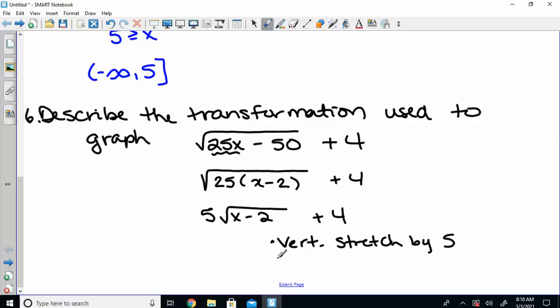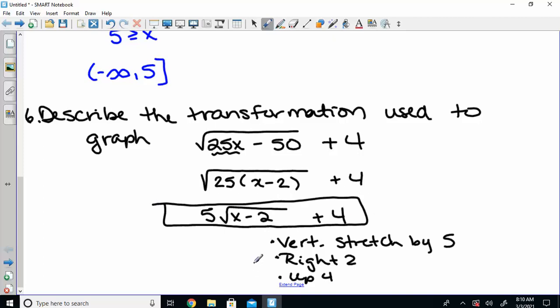What's the minus 2 do? And the plus 4. So we factored out anything that we could, and then used this one to give the final transformations.